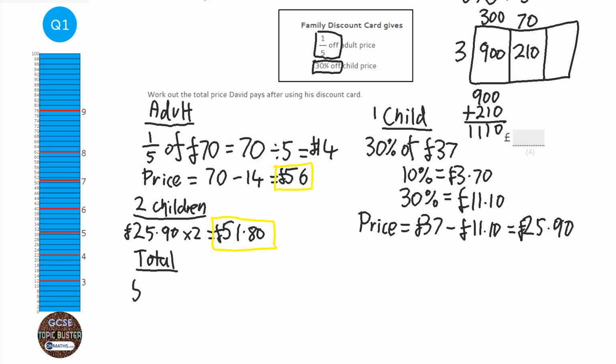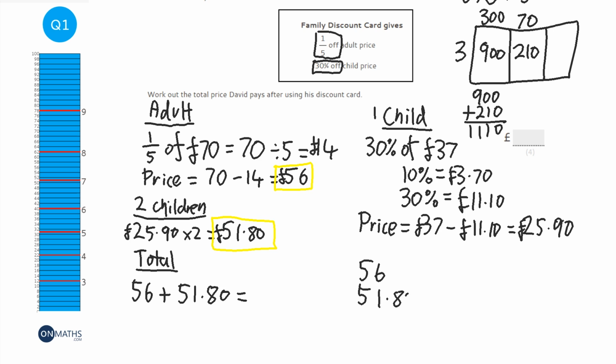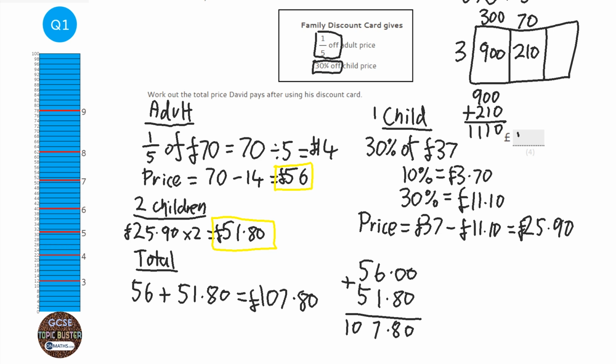So I want to do 56 plus £51.80. And again, if you've got a calculator, you can just type it in, but let's do the column method. £1.80, and then people like putting the zeros in. So that's going to be 0, 8, 7, 10. So that's going to be £107.80. So it's £107.80. Finished.